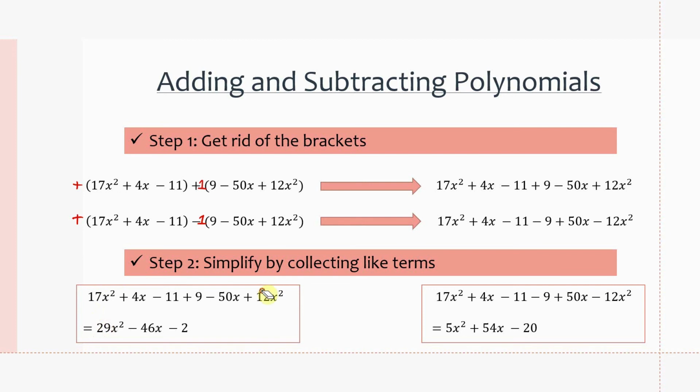And we want to do that for all the terms. We have a 4x and a negative 50. So we want to do 4 minus 50. We get negative 46. And then negative 11 plus 9, we get a negative 2.